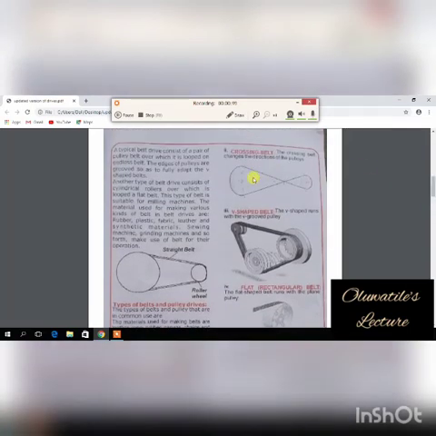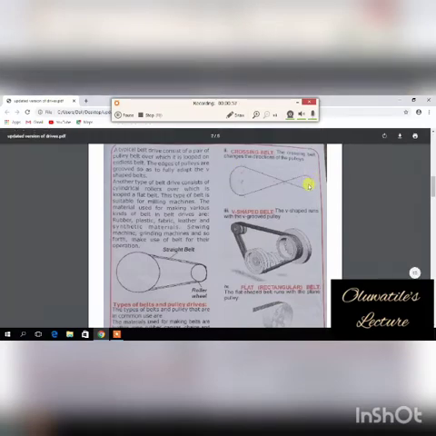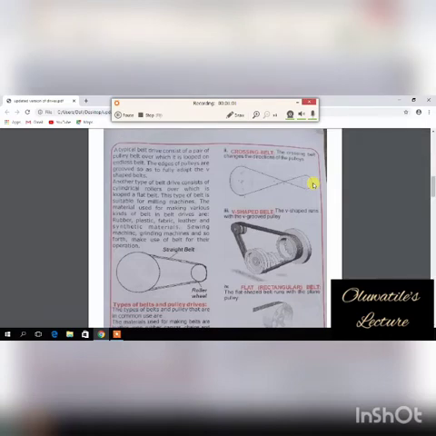We have the crossing belt. The difference between the crossing belt and the open belt is just that the crossing belt runs in the opposite direction. Let's say this one is going like this, then this one will be going like this. So that's the crossing belt, and that's the diagram. The V-shaped belt now has many pulleys. If you look at it, we have 1, 2, 3, forming the shape V. So that is why it's called a V-shaped belt.